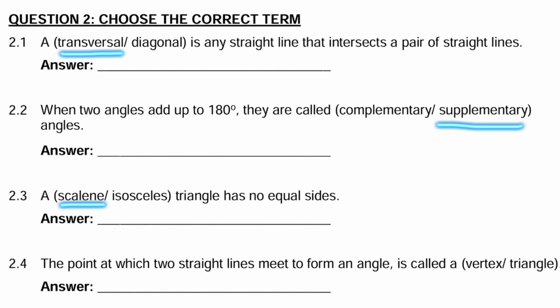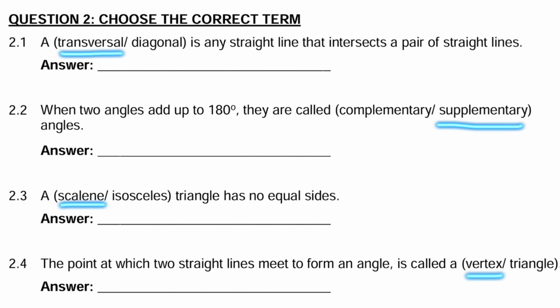2.4. The point at which two straight lines meet to form an angle is called a what? The point at which two straight lines meet. This vertex and this triangle. Immediately you know that the answer cannot be triangle because a triangle requires three lines to form a triangle. So by process of elimination, the answer is vertex. But you should know this as well. Two lines meeting to form an angle is called a vertex.